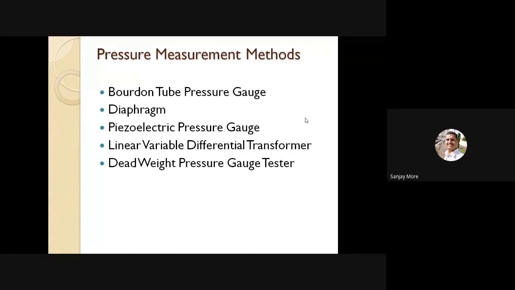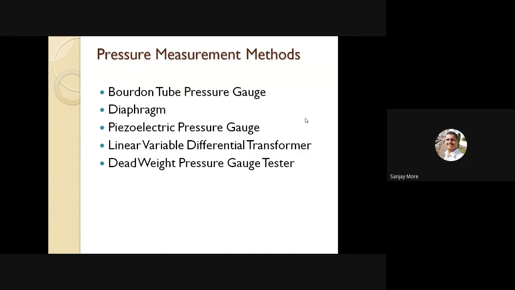Third one is a piezoelectric pressure gauge. Next is a linear variable differential transformer, means LVDT. And last, dead weight pressure gauge tester. These are the different pressure measurement devices. Okay.